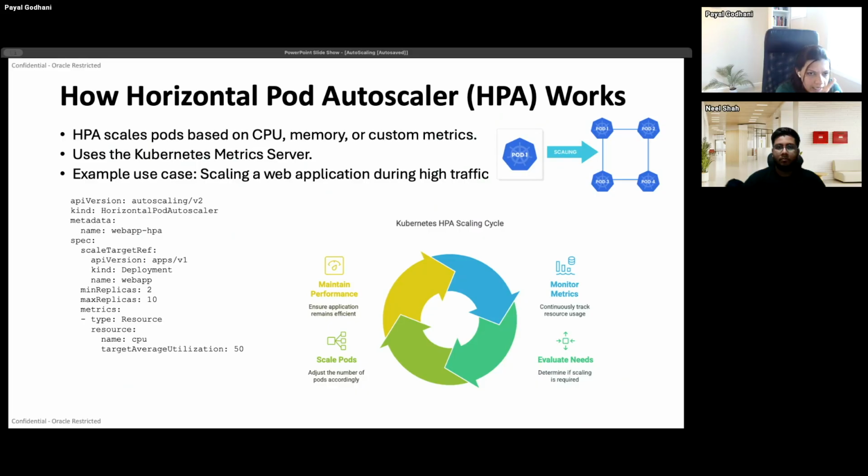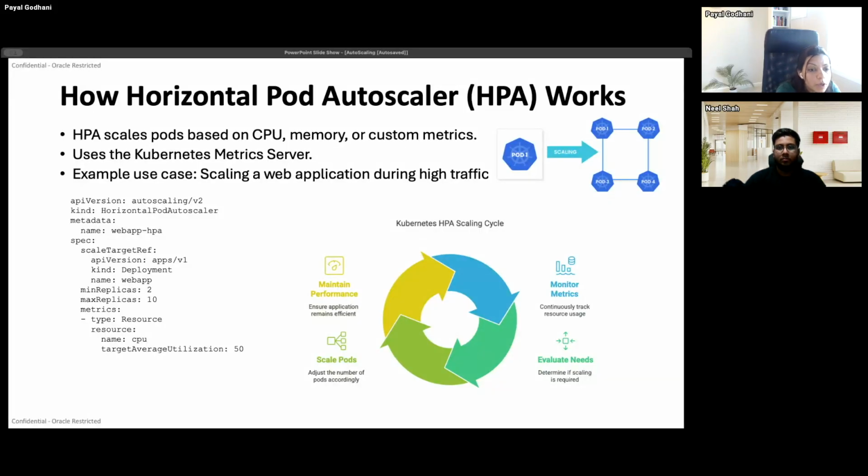But every 15 seconds, using the Kubernetes metrics server, it will try to extract the metrics and see what the usage of the CPU or the usage of memory is. Let's take a brief example of CPU utilization. In this case, the target CPU utilization is 50%, right? So it will keep on monitoring: is my pod consuming 50% of its allocated CPU or more?